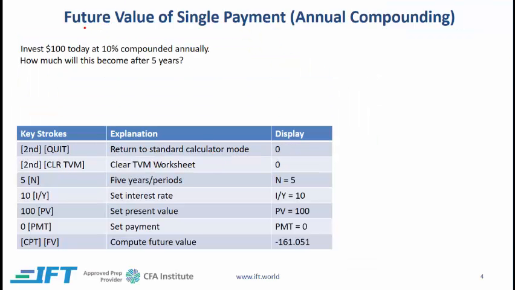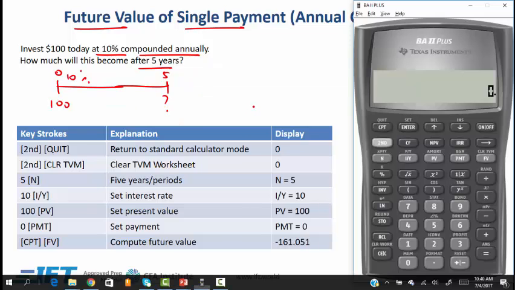We will now come up with the future value of a single payment assuming annual compounding. If you invest $100 today, so at time 0 you invest 100, there is a 10% rate, so this is compounded annually, and we need to calculate how much we will have at the end of year 5. So how do you do this on the calculator?